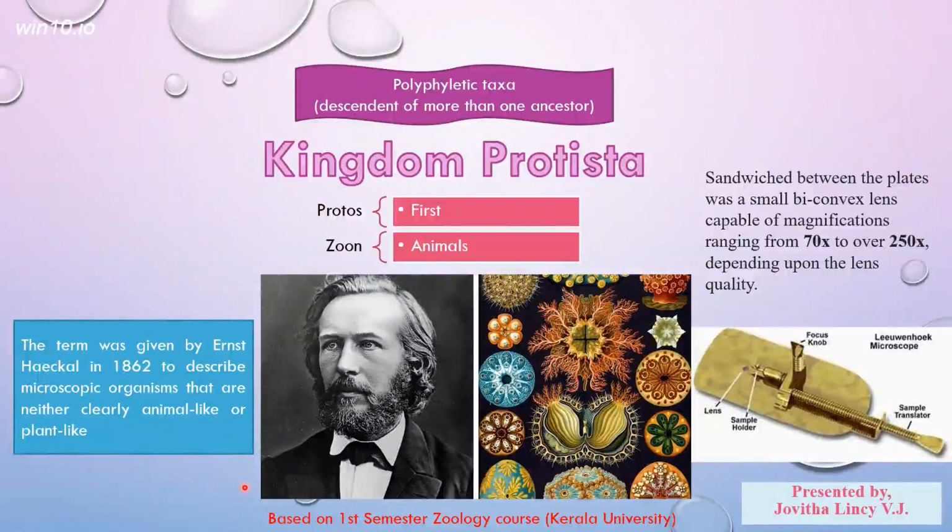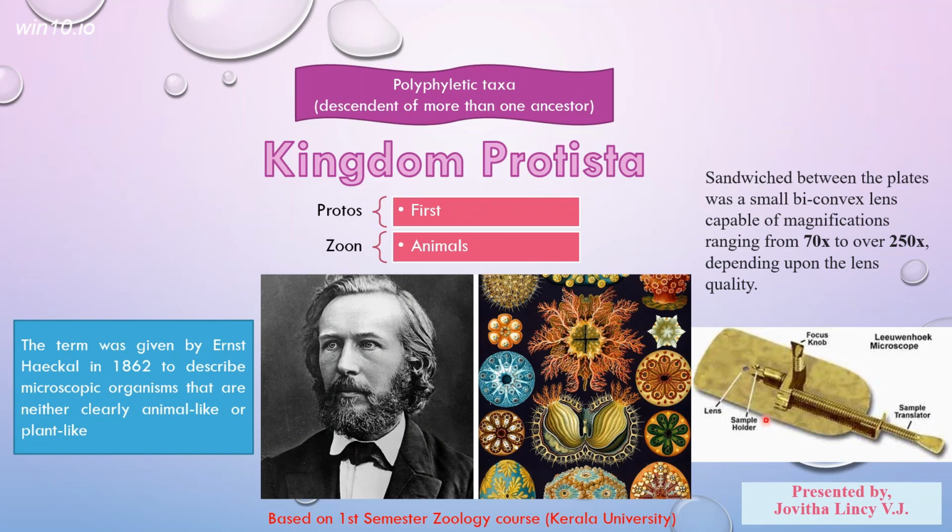The first description of the kingdom Protista was given in 1676 when Anton van Leeuwenhoek invented the first microscope, whose magnification was in the range of 70x to 250x. And here one thing is that the present-day light microscope, whichever you are using in lab, has a magnification around 1000 times higher. And when we go for an electron microscope, it could be like several lakhs.